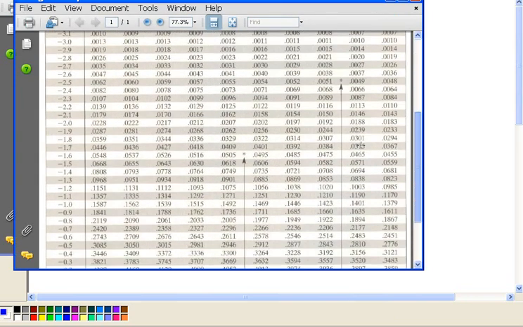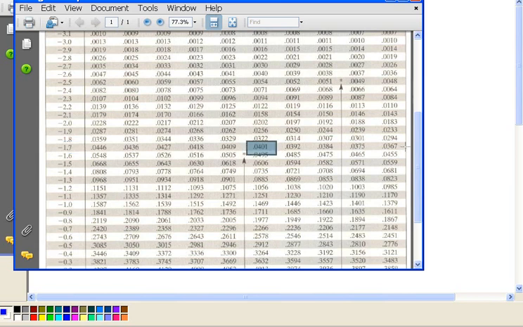Now I scroll through here and I see 0.0427, 0.0418. The closest I can come to is right here, 0.041. Now I go off to the left and that gives me my first 2 digits, minus 1.7. Then I have to go to the top.